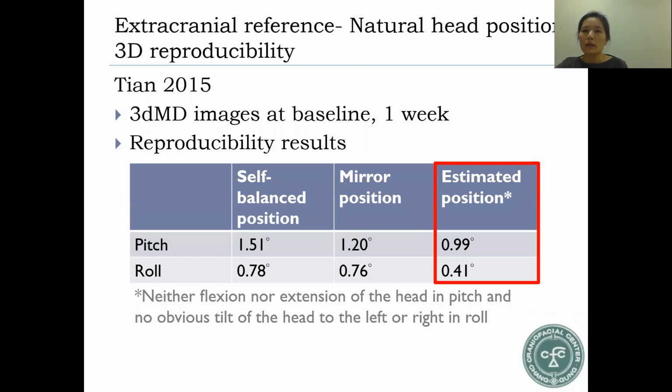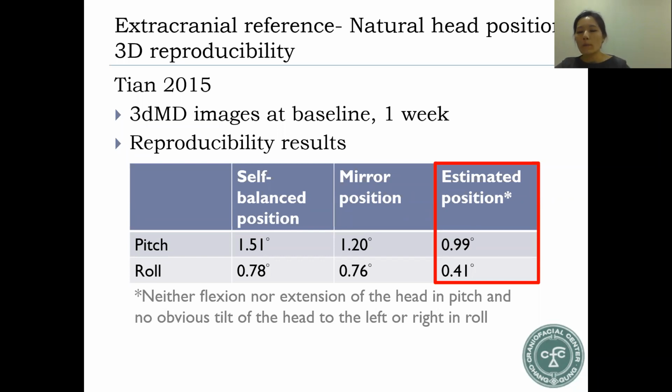Another 3D study also showed high reproducibility of natural head position. In addition to the self-balanced and mirror positions, this study had a third method to obtain natural head position, which is the estimated position. The researchers adjusted patients' mirror position until they observed no obvious tilt of the head in pitch or in roll. The conclusion was that the 3 methods are reproducible for both pitch and roll, and the estimated position method shows the best reproducibility among these methods.